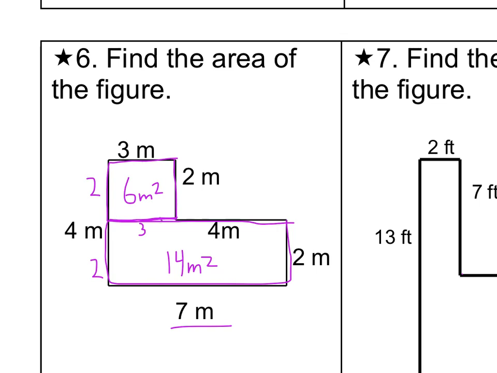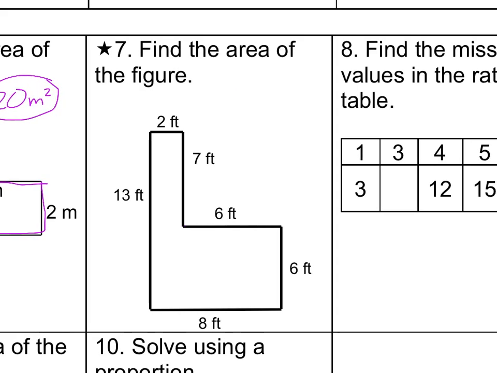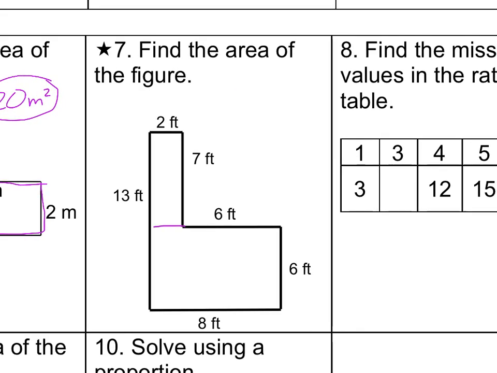And now I just combine my two shapes, and I get 20 meters squared. So same thing here. I'm going to cut this right there, making it a 7 by 2 rectangle, which is going to be 14. And that's feet squared, right? Feet's my units, and then it's squared. And then 6 by 8 is 48 feet squared. And now I just add my 48 and my 14, which is going to give me 62 feet squared.